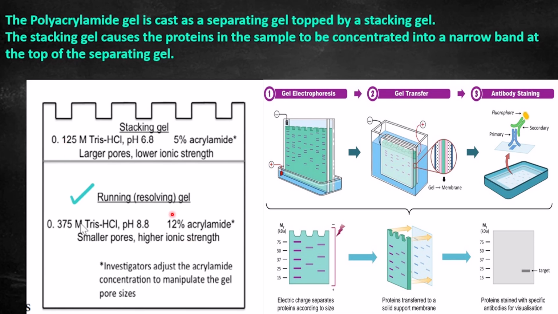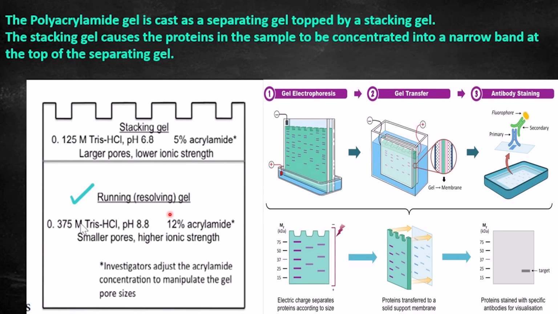Here we have a higher concentration of acrylamide, that is 12% or 10% acrylamide you can use. Why? To provide compact pores. Higher the concentration of acrylamide, smaller will be the pores. Smaller pores means higher resolution, means smaller and smaller things can be separated. So running gel is also known as resolving gel.